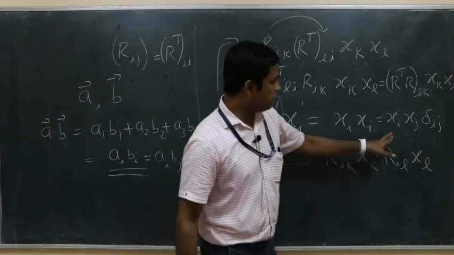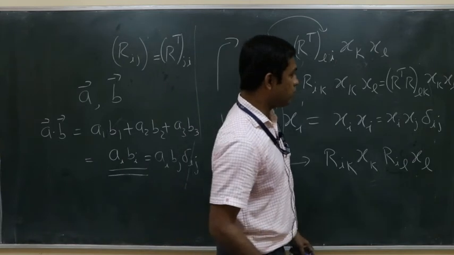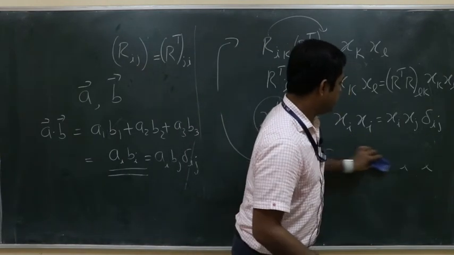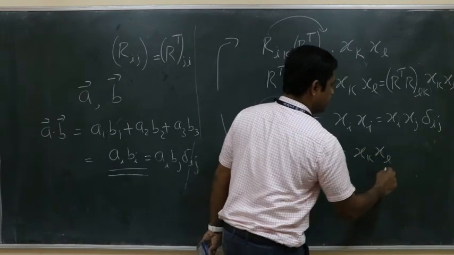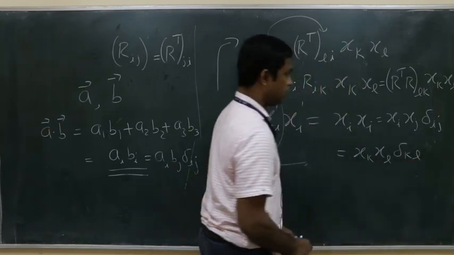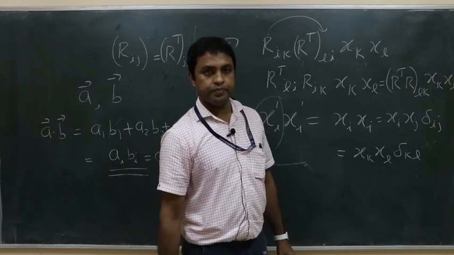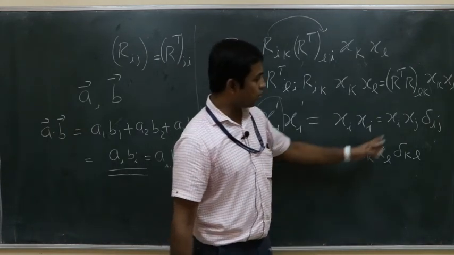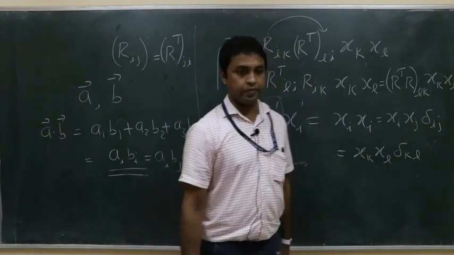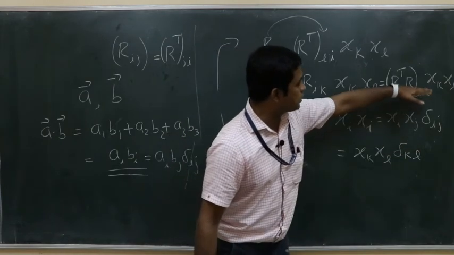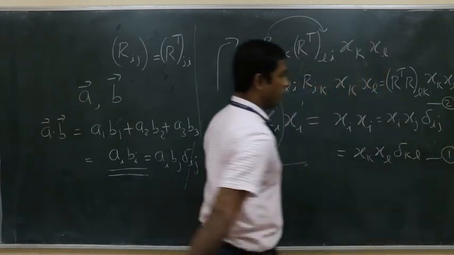But you look at this one, x_i x_j delta_ij. Can I write this as S_k S_l delta_kl? Can I write that this is equal to this one? Yes, because i is a dummy and j is a dummy, I can replace them with anything else. S_k S_l delta_kl. Now compare equation 2 with equation 1. What do you understand?